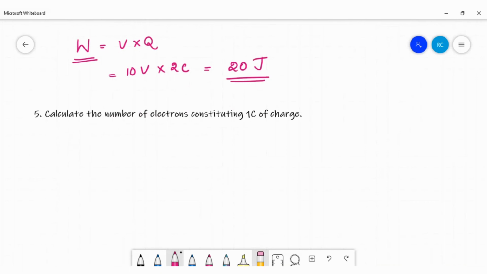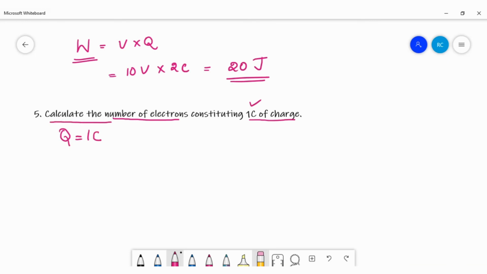Calculate the number of electrons constituting 1 Coulomb of charge. Okay, this is a little bit different question. They are asking you to calculate the number of electrons that will be coming in 1 Coulomb of charge. So you already know charge is represented by Q. So Q is equal to how much? It is 1 Coulomb. So what we have to calculate? We need to calculate the number of electrons.